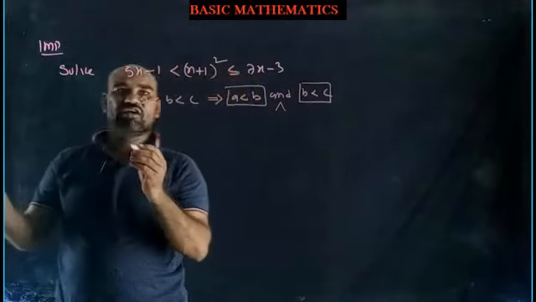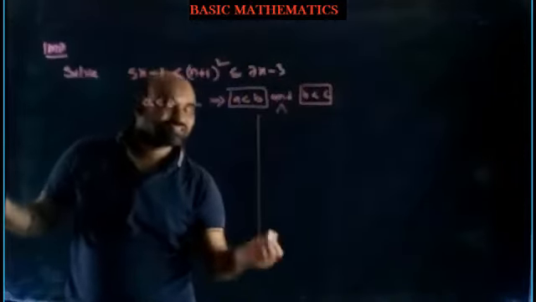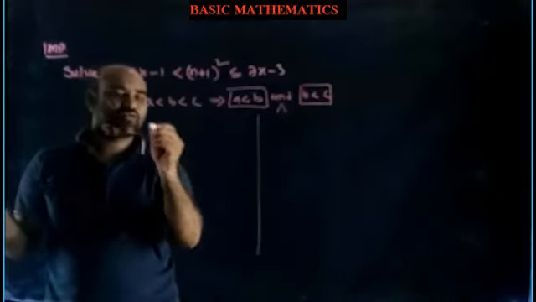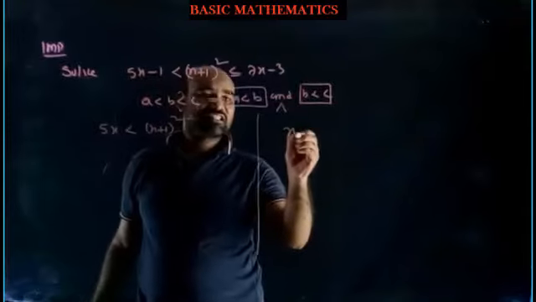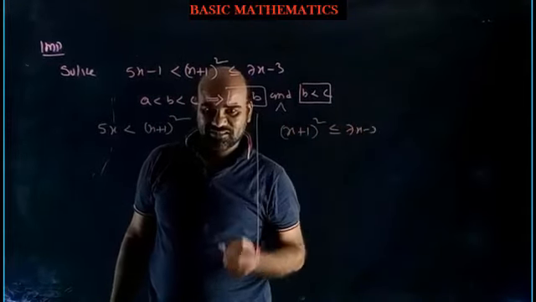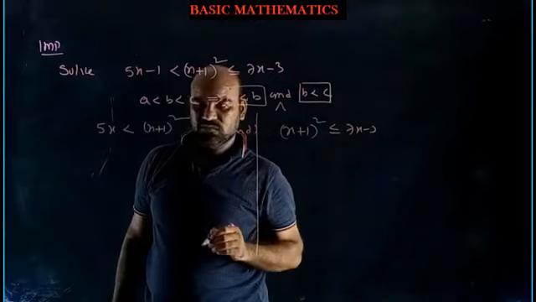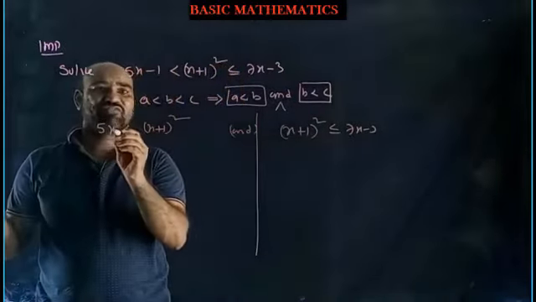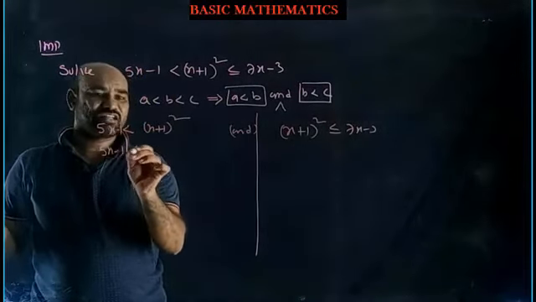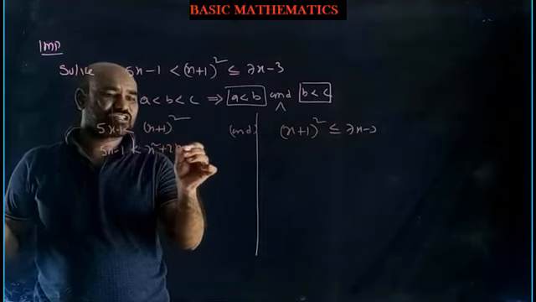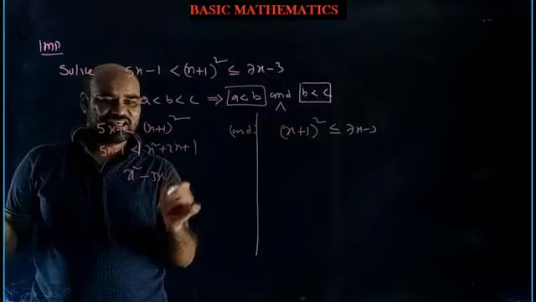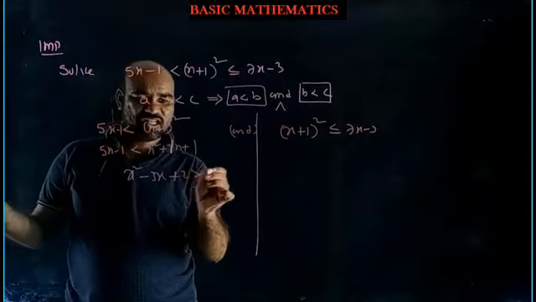Okay, so I want to divide into two pieces. First piece is 5x is less than (x plus 1) whole square. Second piece is (x plus 1) whole square lesser than or equal to 7x minus 3. And between them. Okay, now I want to solve this first. 5x minus 1 lesser than x square plus 2x plus 1, or x square minus 3x plus 2 is greater than 0.